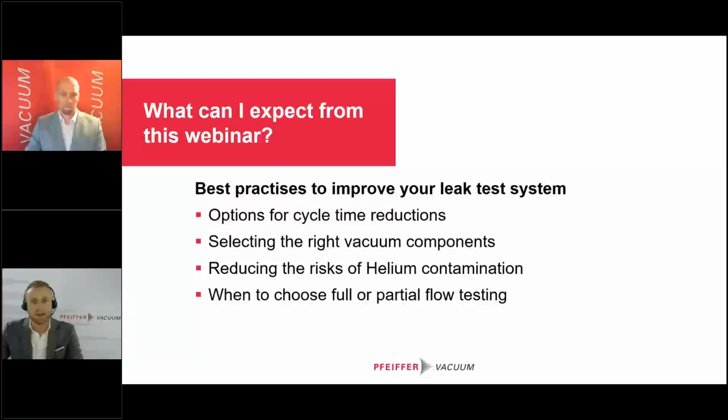Also, we will take a look at helium contamination, and we will speak about possible risks and how you can reduce those risks. And also, we will take a look at different test methods. In particular, we will speak about the full or the partial flow testing mode. We will explain the differences and the advantages and disadvantages of each of these methods.